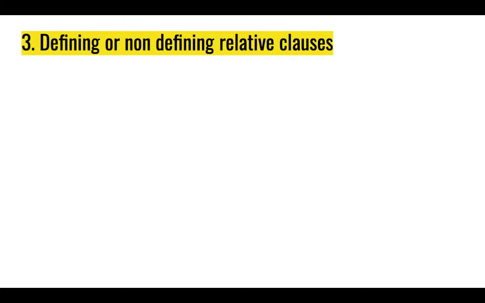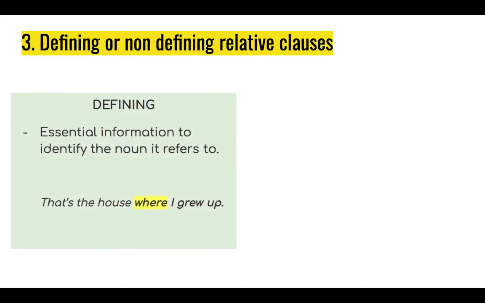The next aspect you need to know is that there are two main types of relative clauses, defining and non-defining. Defining relative clauses give essential information to identify the noun they refer to, so the sentence makes no sense without it. For example, that's the house where I grew up. If you just say, that's the house, the sentence would be incomplete.